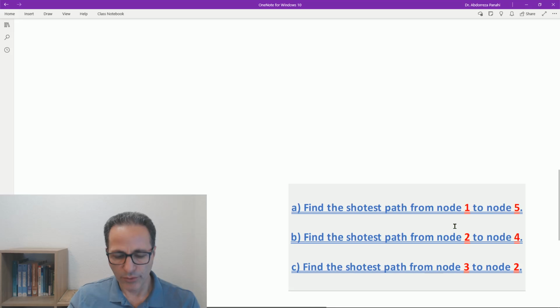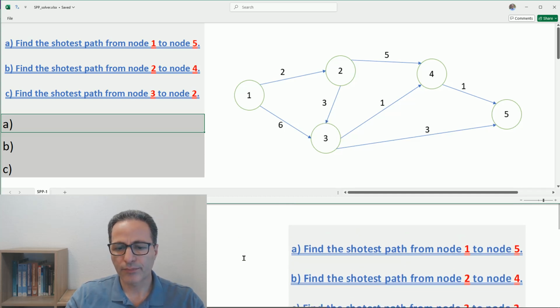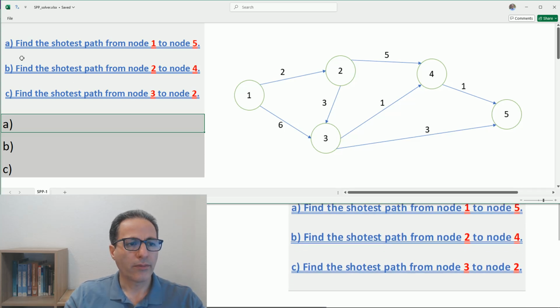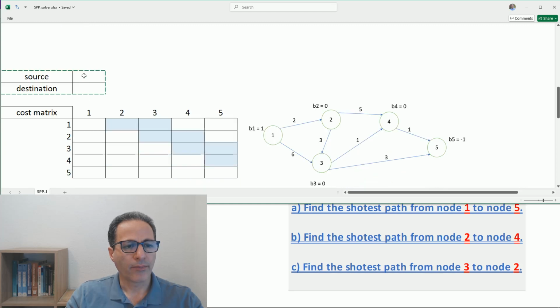Now, we try to write all this information in an Excel file and start to solve the problem. So this is the same problem that we had. And we want to solve A, B, C, and finally we will give the shortest path here. We are going to write the shortest path here. For the first case, A, what is the source? We said that the source is vertex 1 and the destination is vertex 5. We are solving this one.